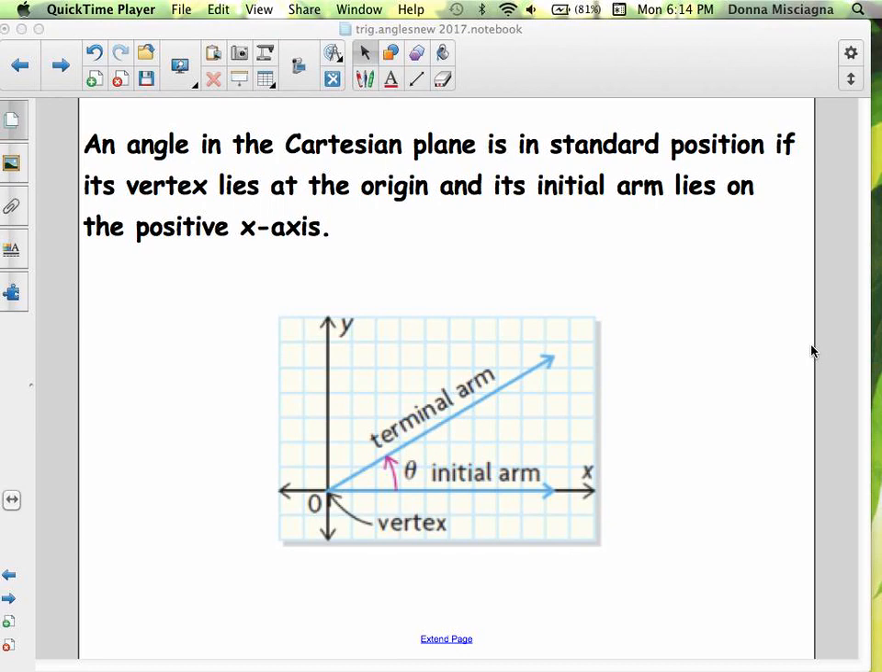So we're going to learn a vocabulary word, and that vocabulary word is coterminal angles. Right? So we see terminal arm there, so maybe it has something to do with that. An angle in the Cartesian plane is in standard position if the vertex lies at the origin and its initial arm lies on the positive x-axis. As a matter of fact, that's the only way we'll be graphing, is in standard position.